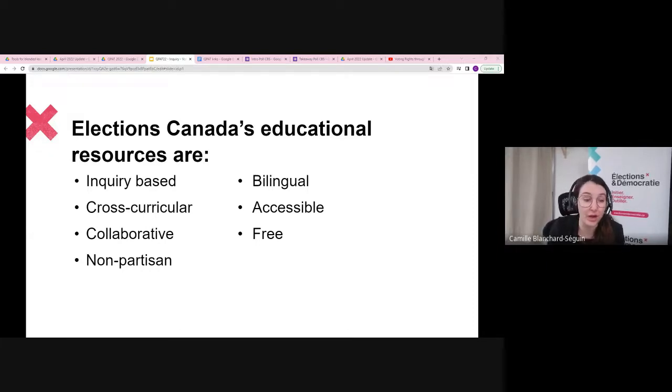So we're looking for resources that were inquiry-based. So all of our resources are around an inquiry question that students explore. They're cross-curricular, so they can be used in multiple subjects. They're collaborative. It is something that was really important to us, that the students are speaking to each other and working together throughout the activities. They're nonpartisan. We do not have a preferred political party. That is probably the most important thing for Elections Canada.